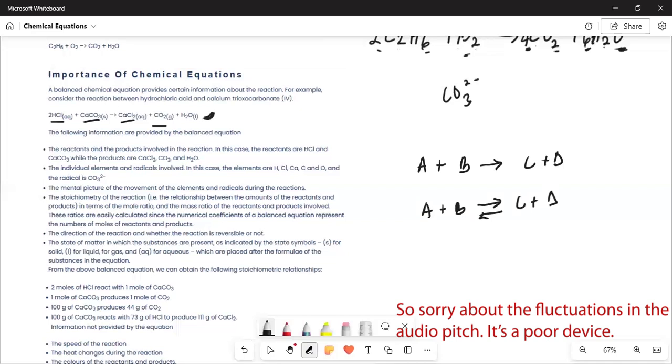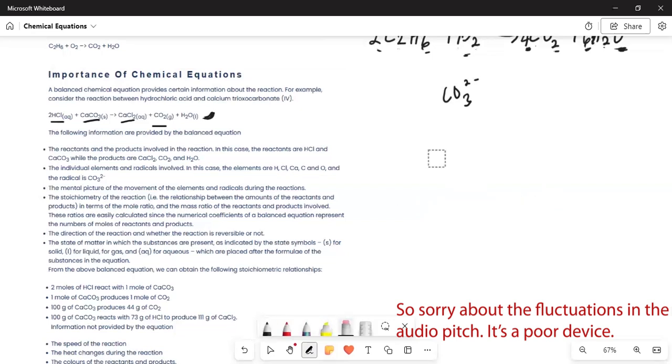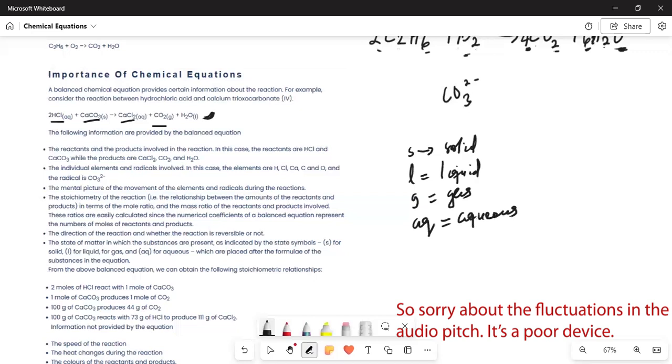And also, a chemical equation tells us the state of matter in which the substances are present. For example, in this equation here, you can see the states are indicated by the symbol. S stands for solid, L for liquid, and aq for aqueous. Aqueous means the thing is inside water. The solute plus water, giving us a solution. Now let's assume this solution is represented with a formula AB.